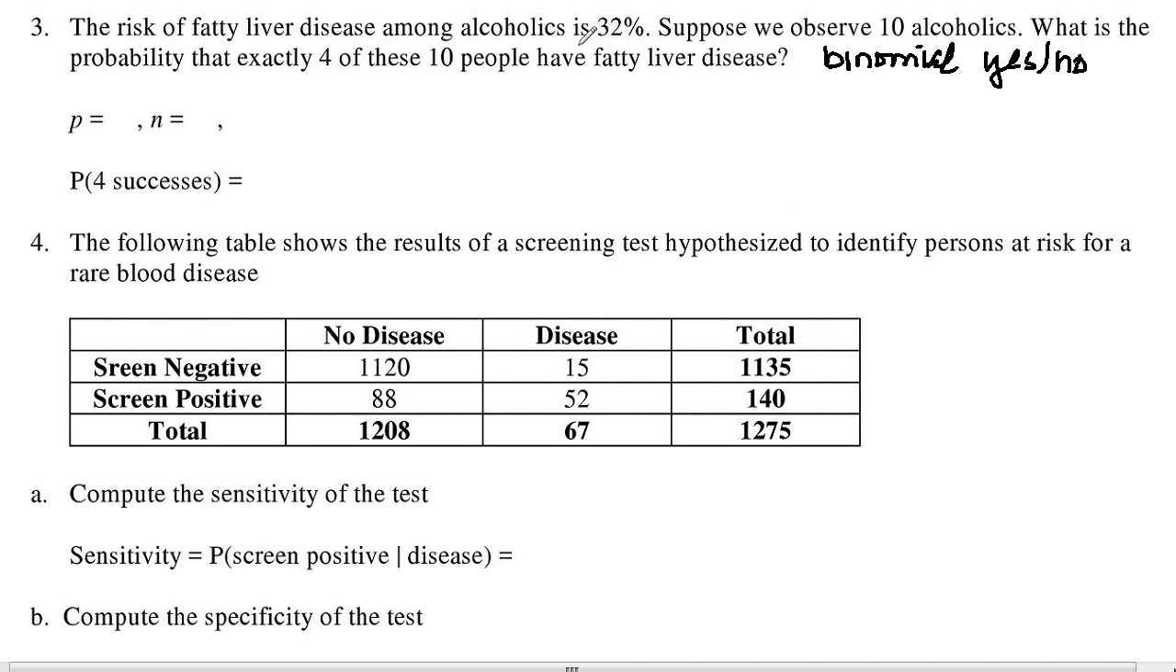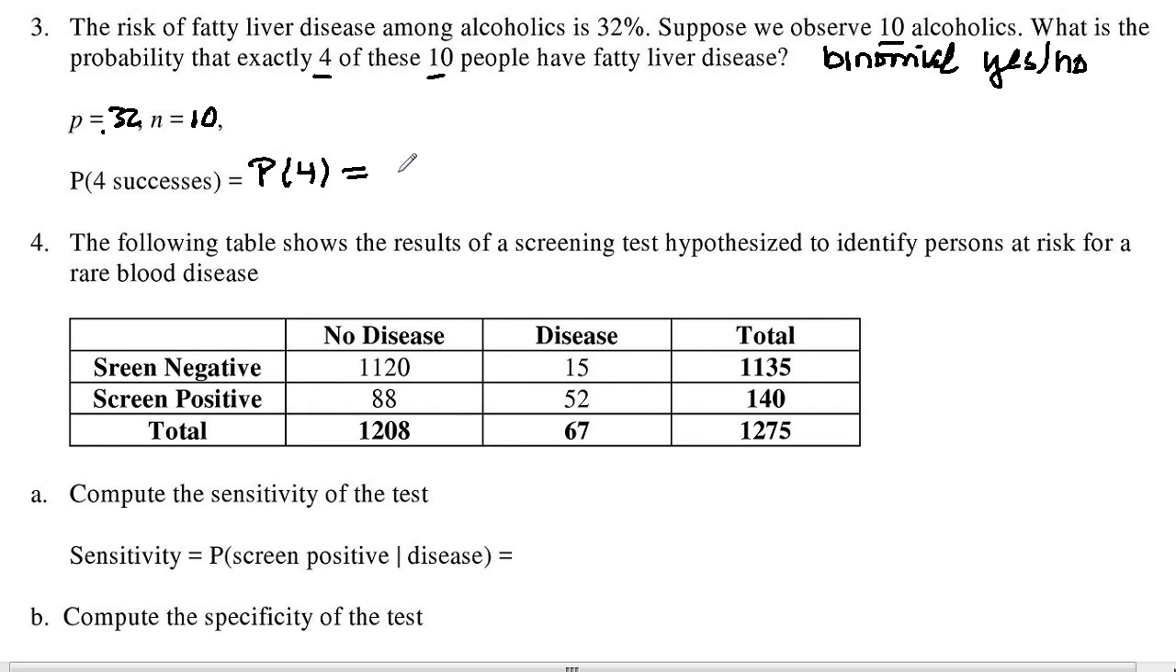And so we're going to use the binomial probability formula. Our probability that any one randomly selected alcoholic would have fatty liver disease is 32% or 0.32. So our P is 0.32. And then N, we're going to observe 10 alcoholics. That's our sample size, N. And then we want to know the probability that exactly 4 of 10 have fatty liver. So that's the probability of 4 successes, or you might just write it as the probability of X equals 4.